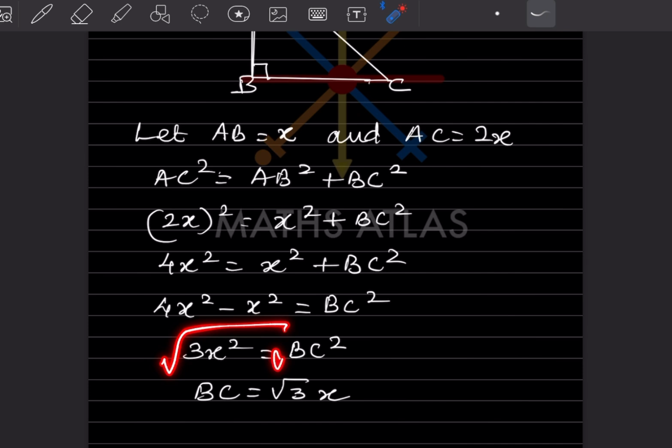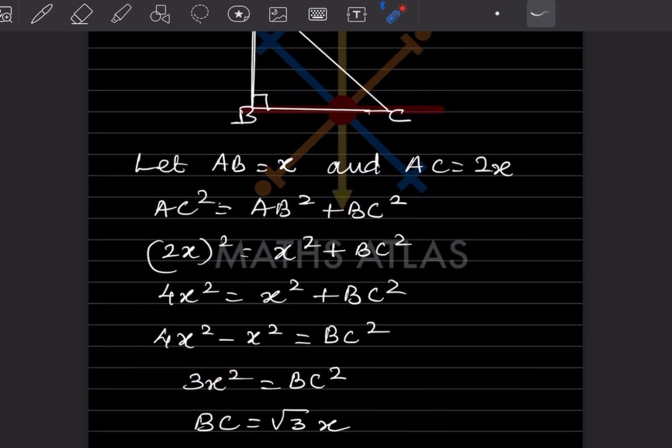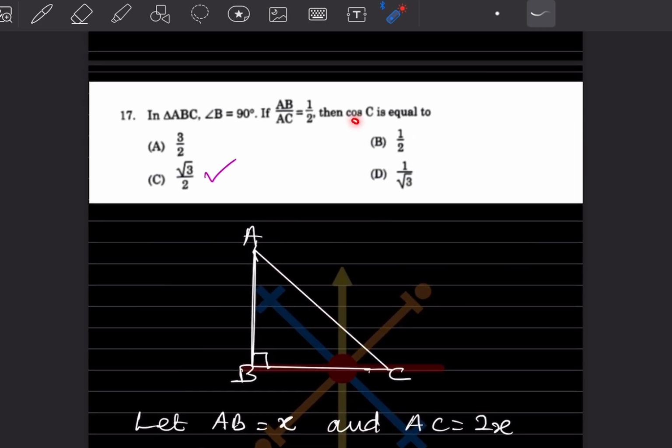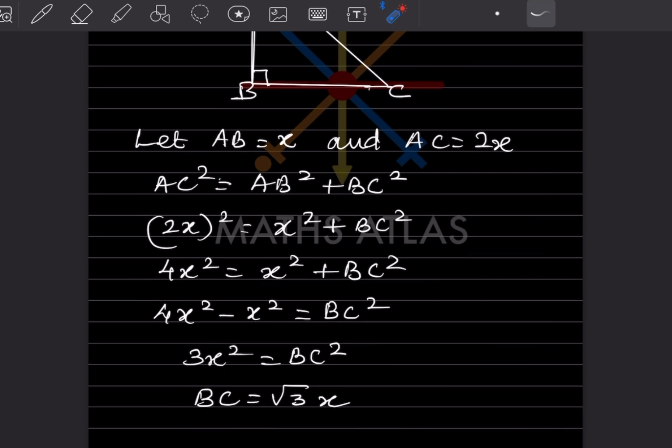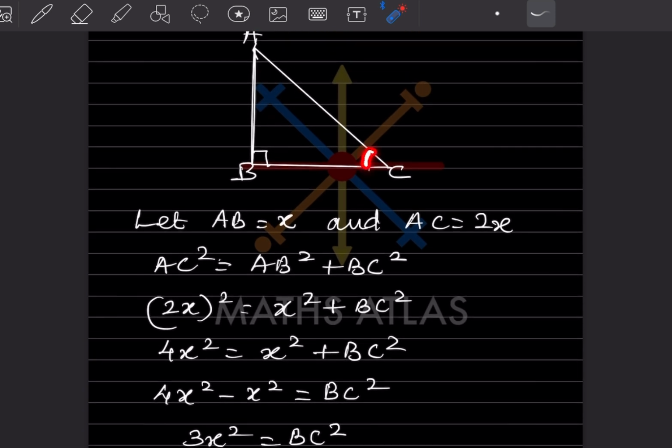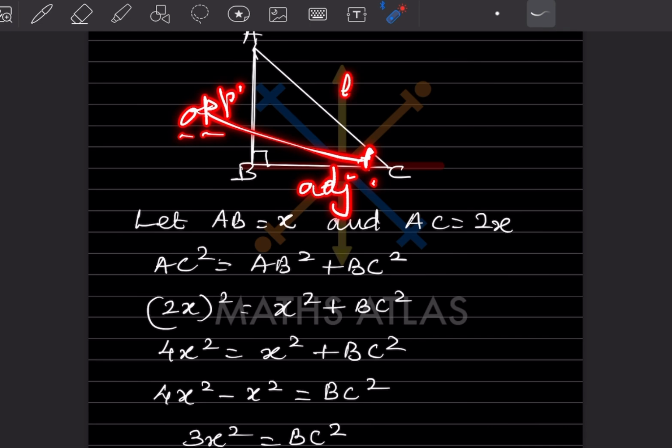When you take the square root on both sides, BC is going to be root of 3x square, and root of x square is just x. So we got BC as root 3x. Now we want the value of cos C. Cos C means this angle. Cos is what? Adjacent by hypotenuse. The side opposite to the angle is this one, this will be the opposite, this is going to be the adjacent, and this is the hypotenuse.